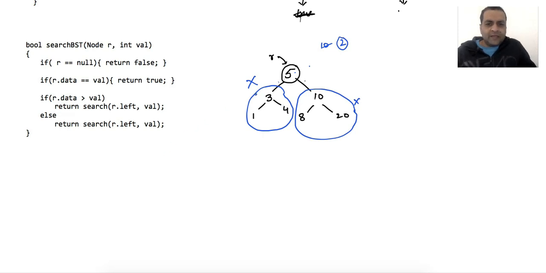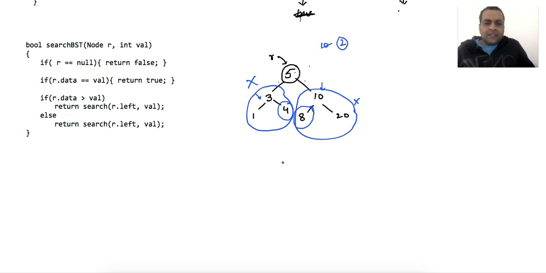So when you are at 3, if we are looking for 2, then we will discard the right side of 3. Similarly, when we are at 10 and we are searching for, let's say, 25, then we will discard the left subtree, because 25 cannot be present on the left side of 10.